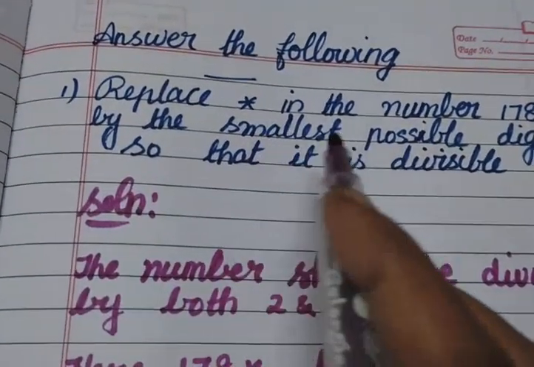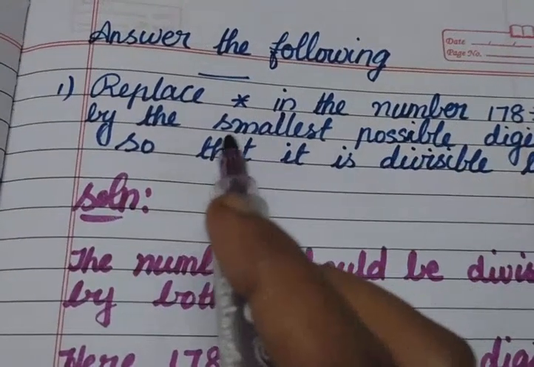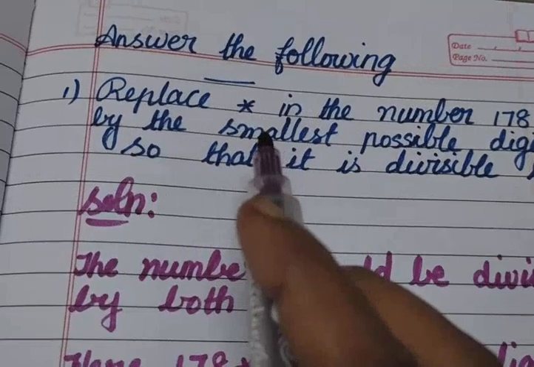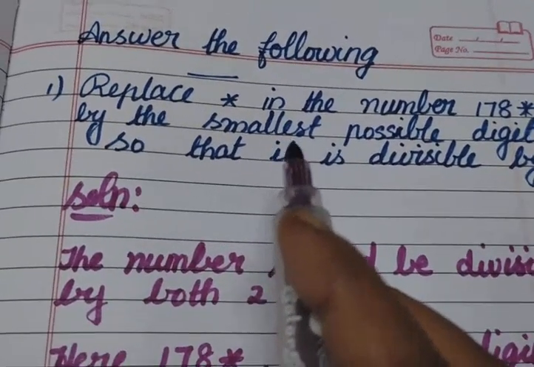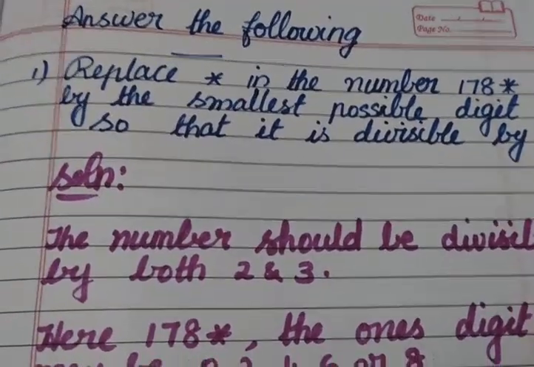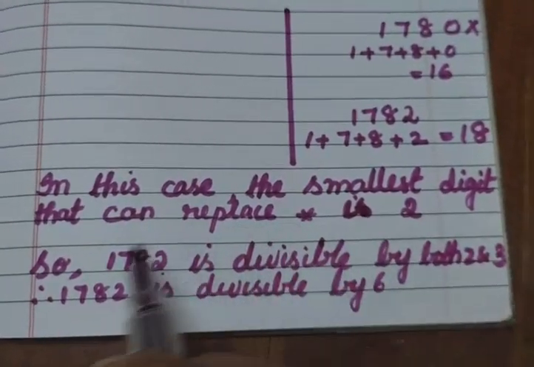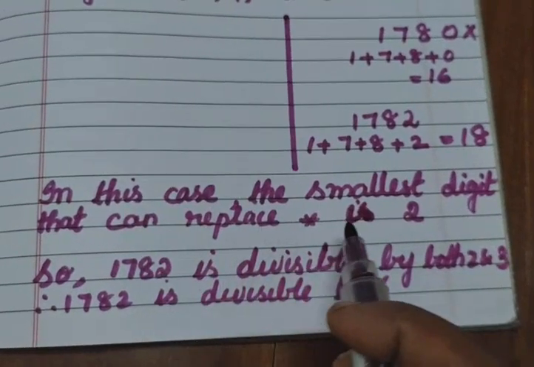Replace the star in the number 178 star. In the place of the star we can replace 2. Isn't it, children? Yes, that's the answer. So children, in this case the smallest digit that can replace the star is 2.